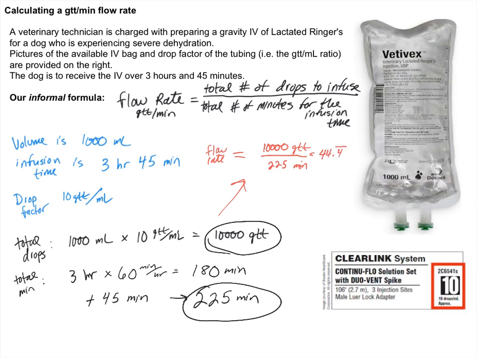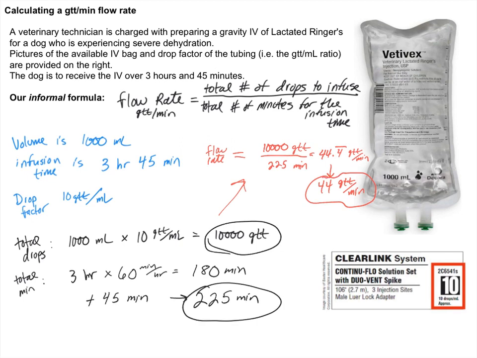44.4 repeating. Now what we're going to have to do is set this with our eyes. We're going to have to calculate the number of drops that are falling. So this is why for drops per minute, the ratio of drops over minute, I round to the nearest whole number, because we're going to be setting this with our own eyes in the chamber. So rounding 44.4 repeating to the nearest whole number gives me 44 drops per minute. This is how many drops this dog needs to receive every minute.